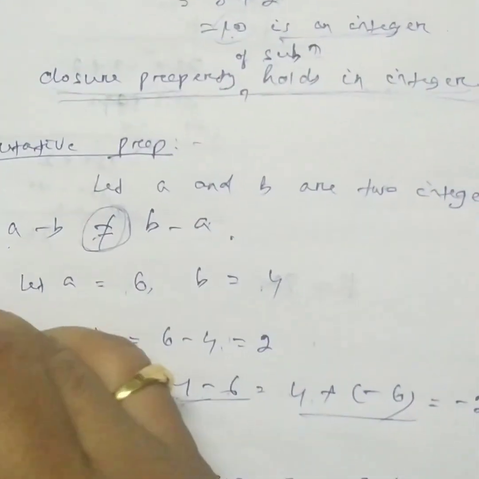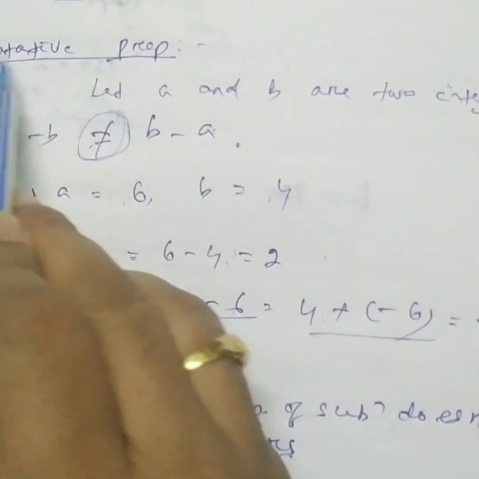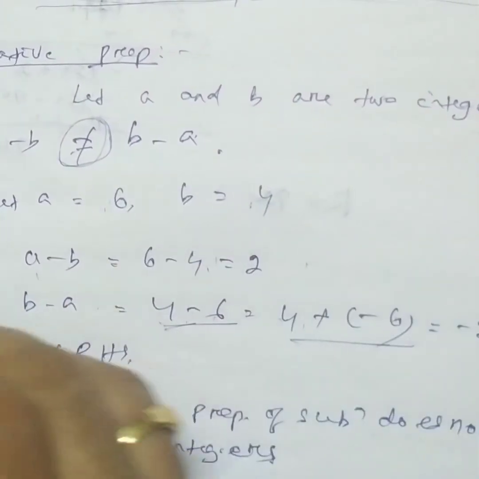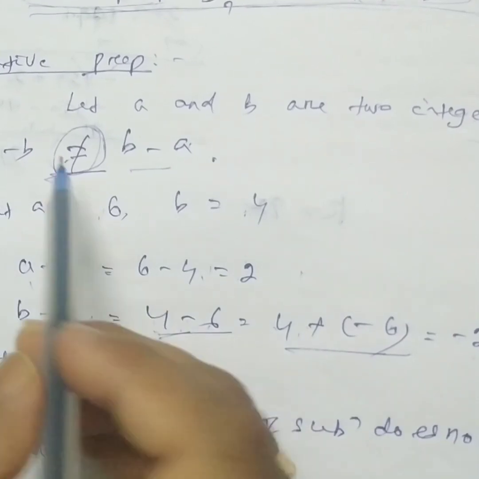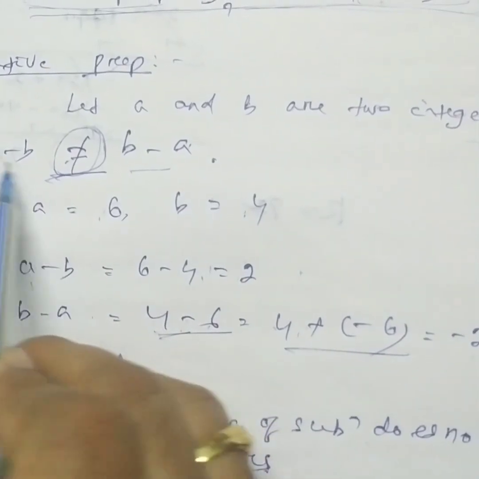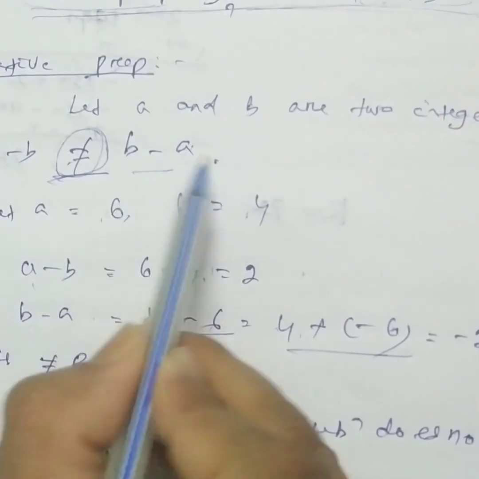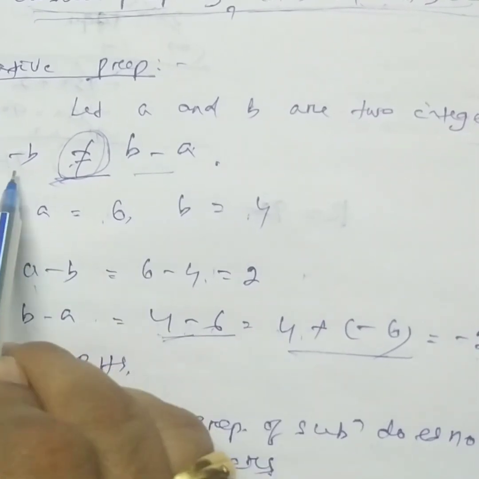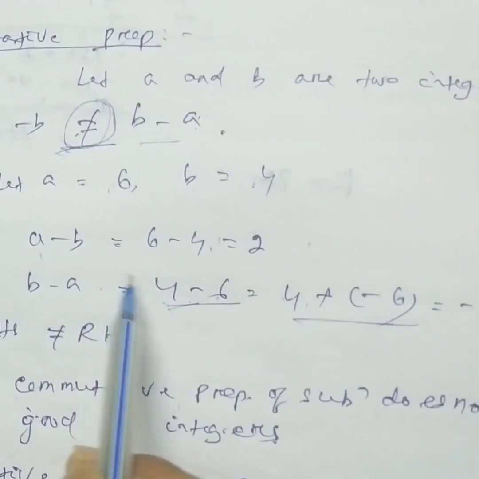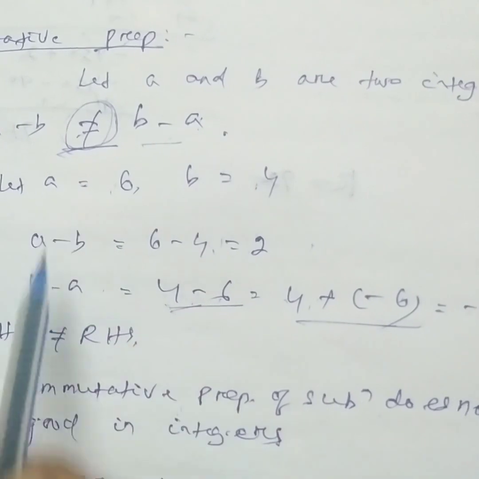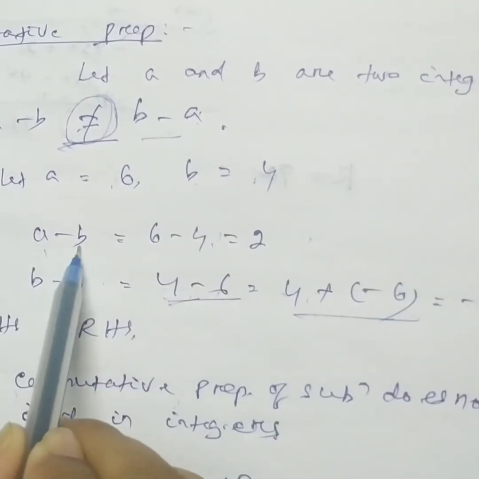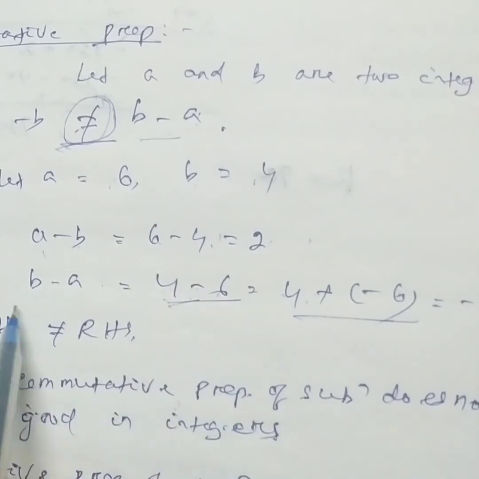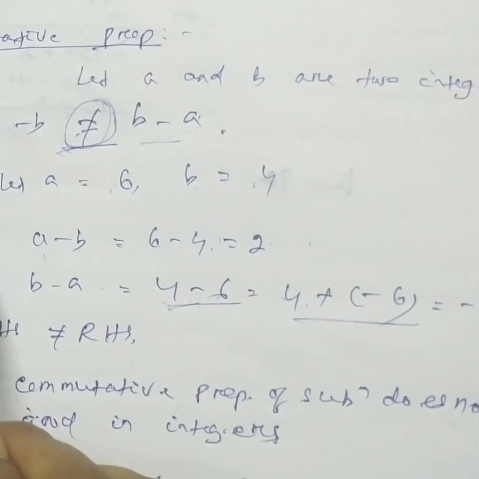Next property, commutative property. Let A and B be two integers, then A minus B is not equal to B minus A. Remember it. In addition, A plus B was equal to B plus A, but here A minus B is not equal to B minus A. So we will show it by an example. Let A is equal to 6, B is equal to 4. A minus B is equal to 6 minus 4, 2. So the LHS is 2.